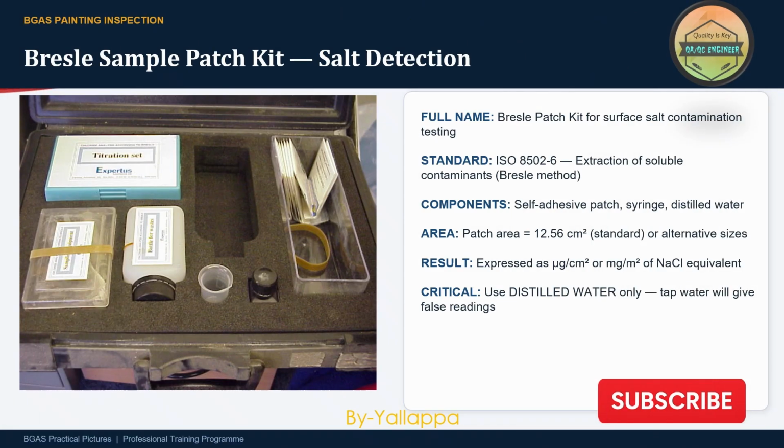This slide shows the Bresle patch method. The Bresle test is one of the most widely accepted methods for determining soluble salt contamination on steel surfaces. Distilled water is injected into the patch, the solution is agitated, and then extracted for analysis. The results are used to calculate surface contamination levels. A key examination point: Bresle testing is used for soluble salt contamination assessment.